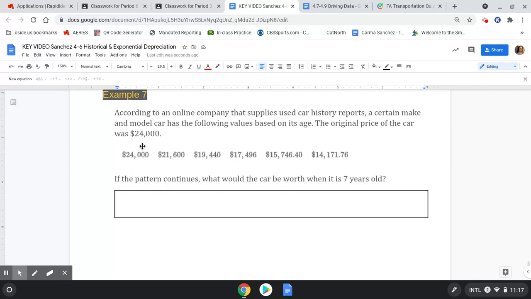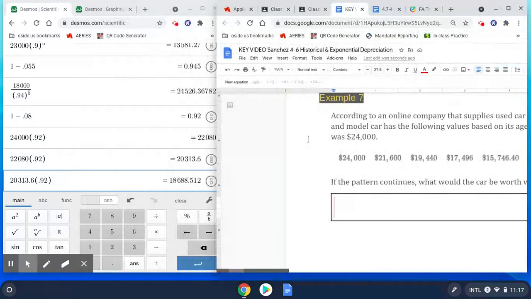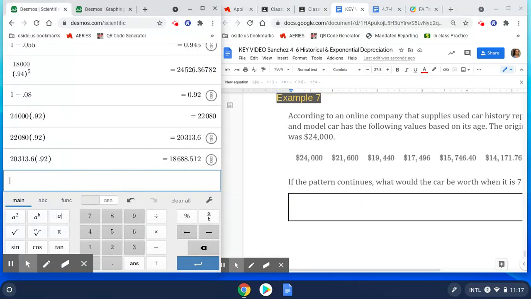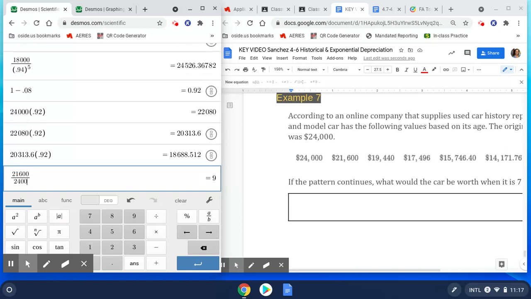So here's your 0, your 1, 2, 3, 4, 5. We need to go 2 more consecutive times to see for year 7. So how are we going to do that? We need to figure out what the multiplier is. How do we find a multiplier? We need to divide. So we take the second term and divide it by the first term. So 21,600 divided by 24,000, and that gives us a multiplier of 0.9.